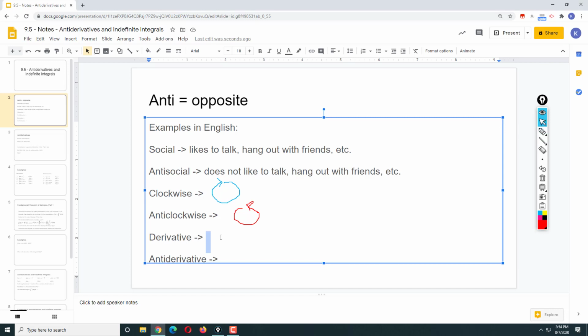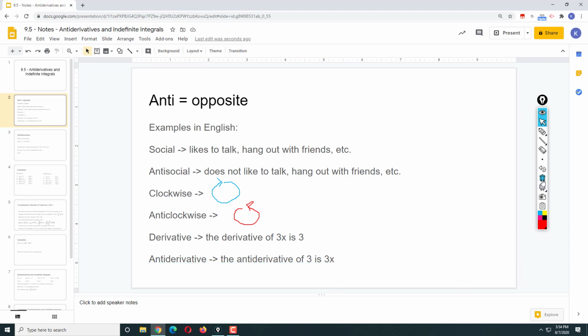Derivative. Well, the derivative, for example, of 3x is 3, right? So the antiderivative is the opposite. The derivative of 3x is 3, not x. So the antiderivative of the 3 with respect to x is 3x. Well, that's one answer anyway. So antiderivative is just the opposite of the derivative.